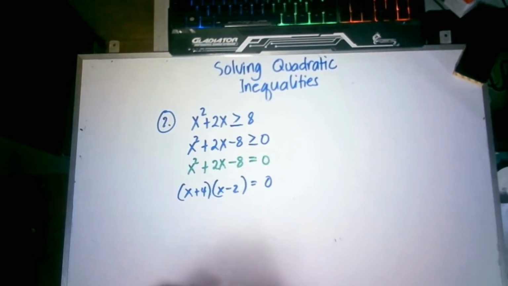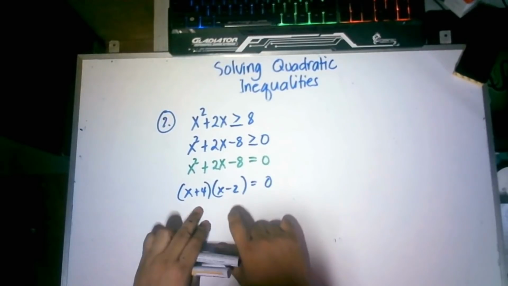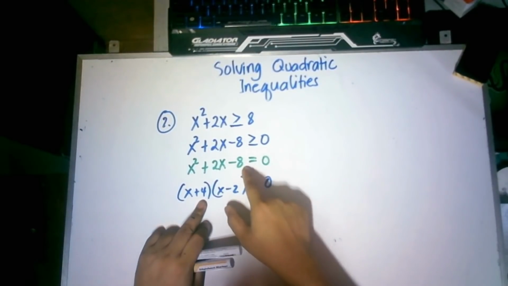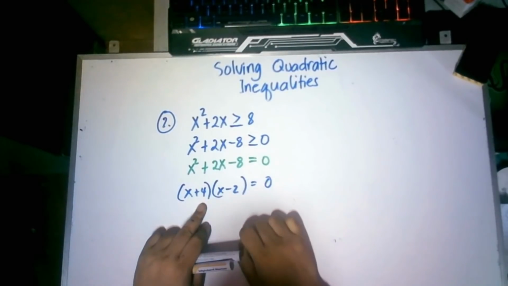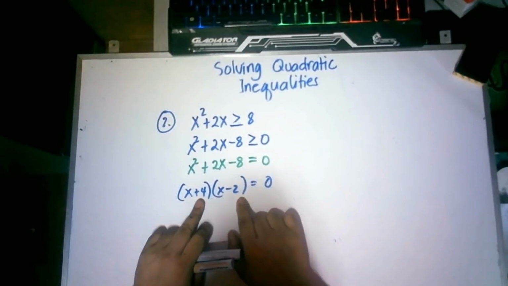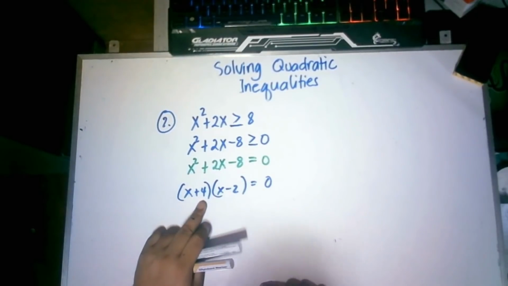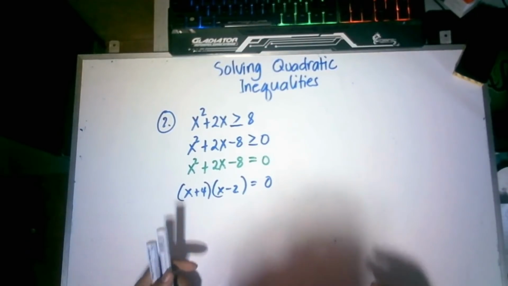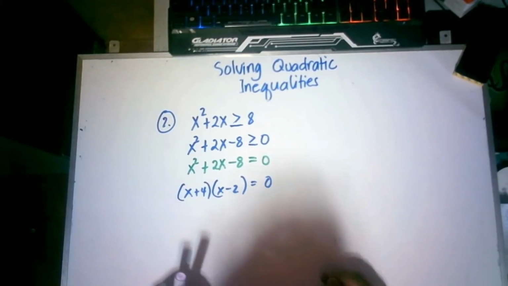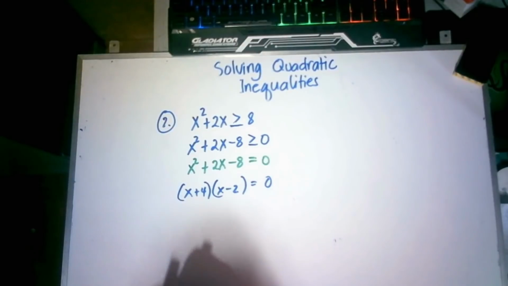Anyway, the factors of negative 8 are 4 times negative 2, which is negative 8. And when we add 4 and negative 2, the answer is positive 2. So, sum and product. This will be useful in all these lessons, and I'm hoping you have watched all these videos. Anyway, let's proceed.